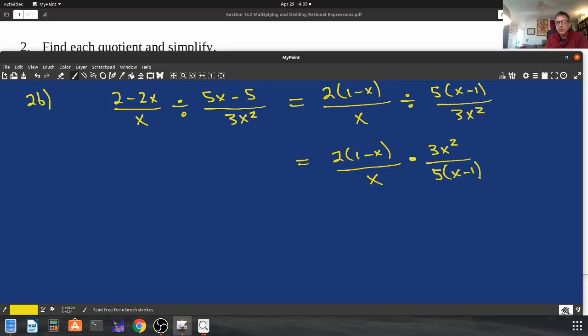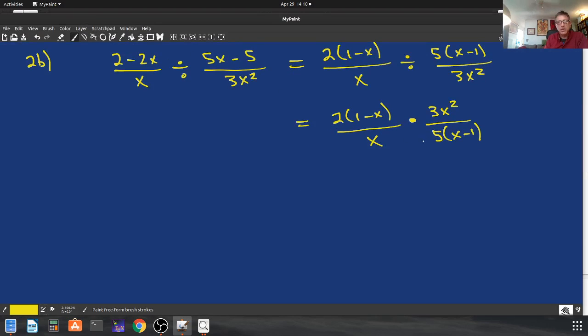Let's simplify some more. We're going to do some stuff with the 1 minus x and the x minus 1, but let's do that at the very end. So I'm going to write my division line down. 2/5, they cannot be reduced. And x squared divided by x leaves an x on top, because there are 2 factors of x up here and only 1 there. This has 1 more than this one does, so it's x to the first power. And then I have my x minus 1.